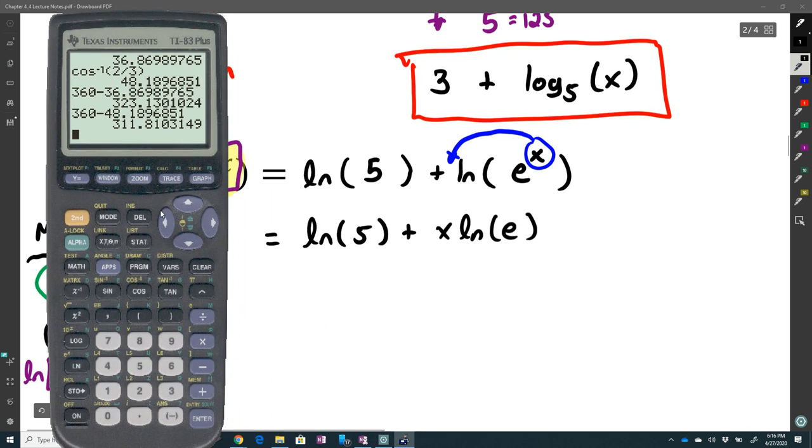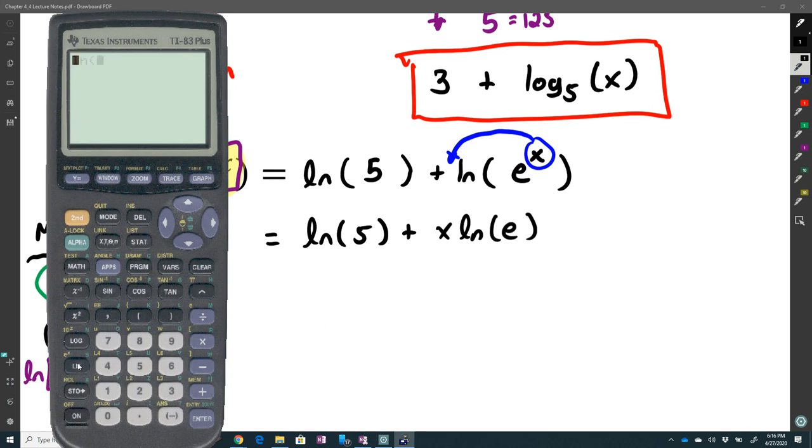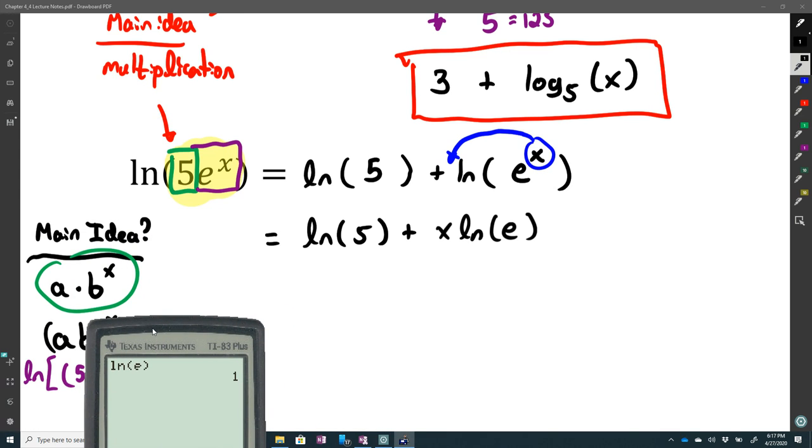But if you go to your calculator, you can actually find ln of e. You do ln. If you want e just by itself, that's second and pi. No, second divide, sorry. And there's e. Second divide gives you e by itself. And that's just 1. ln of e is 1, because remember the base of ln is e. And if the base and the inside are the same, the answer is 1. So my final answer becomes ln of 5 plus x.